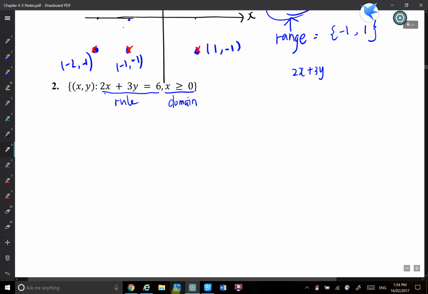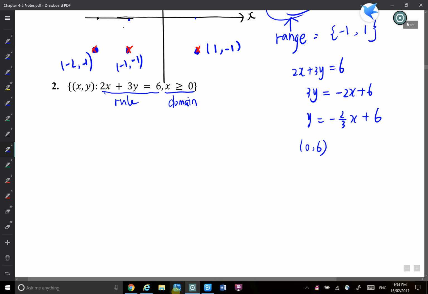So now we have 2x plus 3y equals 6. 3y will equal minus 2x plus 6. y will equal minus 2 over 3 x plus 2. Okay, the y coordinate must be 0, 6. Right? And what's the x coordinate?